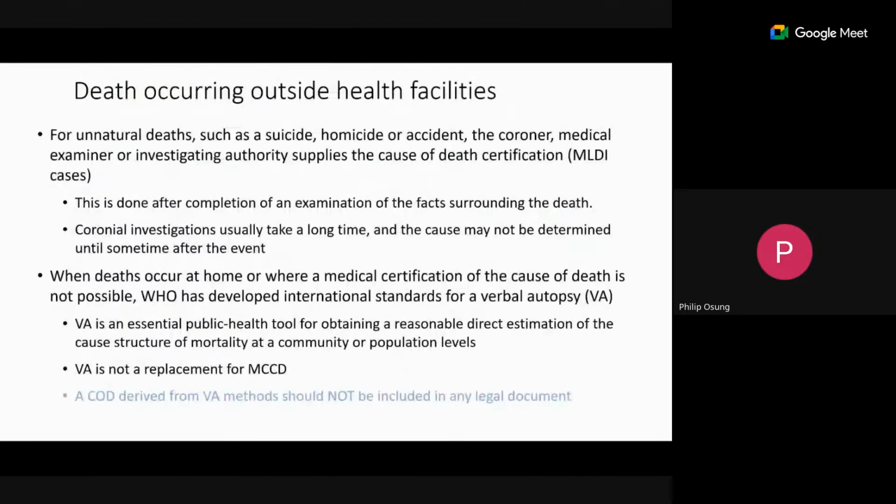But there are also deaths occurring outside the facility. In Nigeria, it is estimated that anywhere between 60% and 75% of the deaths occur outside the facility. And this is where the verbal autopsy comes in.